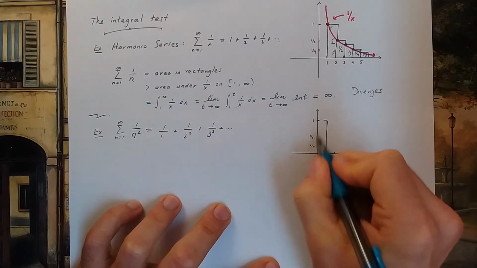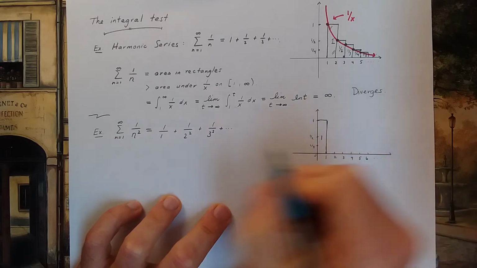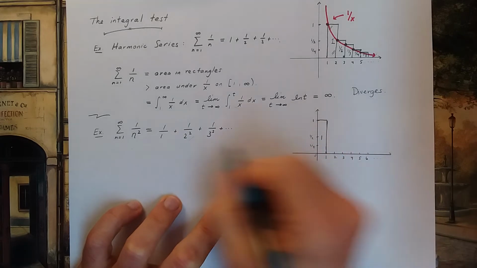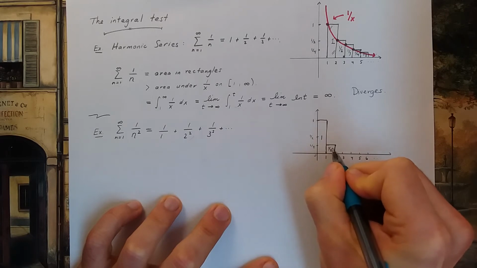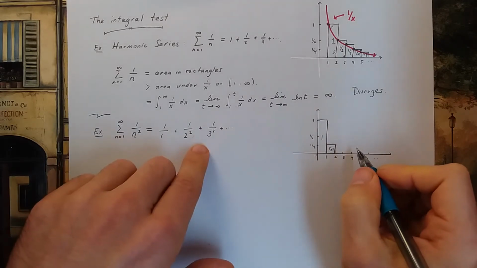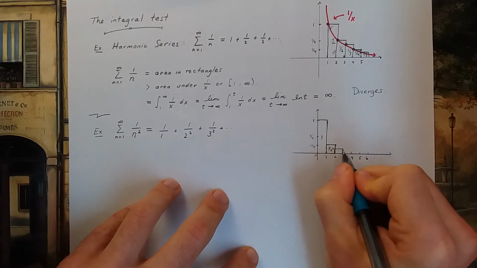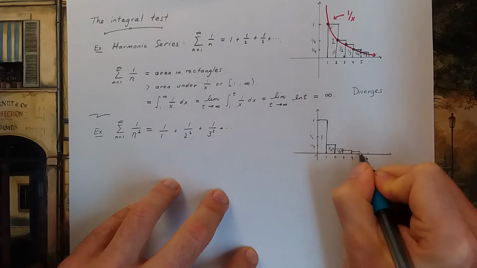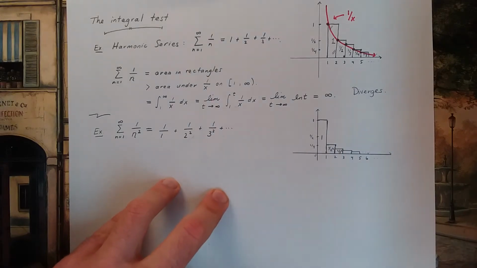So the area in that first square actually is 1. Next, I'm going to draw a rectangle with this area. So that's 1/4. The next box will be 1/9. 1/9 is pretty small, so here, and so on. And the numbers are getting too small to write in, but those are my boxes.